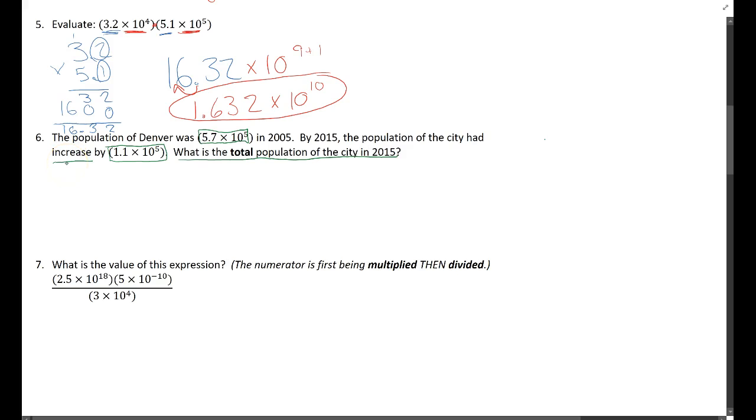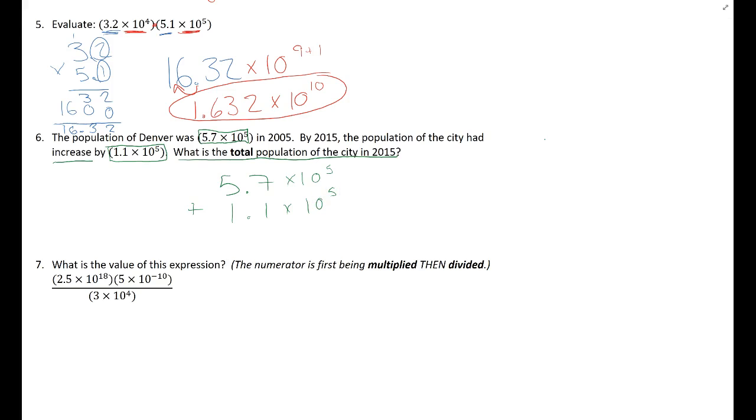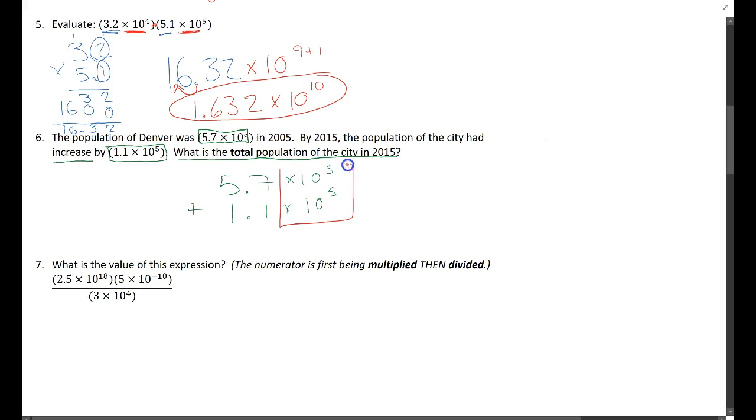Well, I know the word increase typically means addition, so I'm going to say 5.7 times 10 to the 5 plus 1.1 times 10 to the 5. First thing I check is, are my powers, my magnitudes the same? They are, so it's going to end with times 10 to the 5. I have very little work to do here then. I'm going to add. That gives me 6.8 times 10 to the 5. I see that this is in proper scientific notation, so I leave it. It's done. That's all I need to do. This is a very simple question.